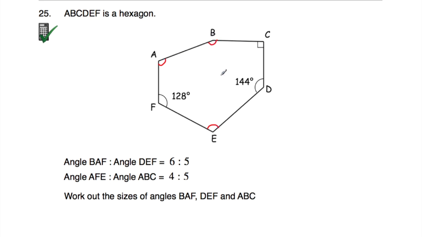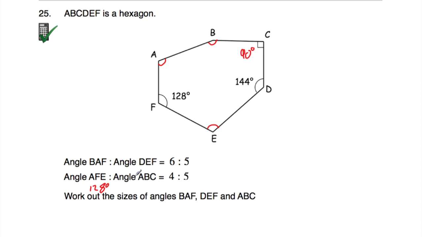Actually, they're the three angles that we've not been given, so we just need to work out the sizes of the three missing angles. Now, there's a right angle, so I'm just going to put 90 degrees beside that to begin with. And then we're told angle BAF to angle DEF. We don't have angle DEF, and we don't have angle BAF either. Let's go down to this ratio. Angle AFE, that's fantastic. Angle AFE is 128 degrees. So this angle is 128 degrees.